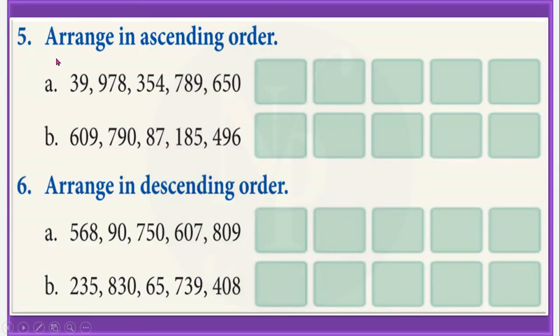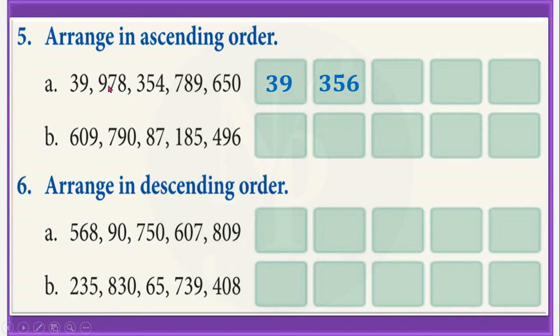Coming to question number 5, arrange in ascending order. The numbers are given here. We have to write these numbers in ascending order. Ascending order means writing the smallest number first, and we should go on writing the numbers which are greater than the number we have written, in the increasing order. So among these numbers we have 2-digit number 39, which is smallest, which will come in first place here, 39. So leaving this, if you compare remaining 4 numbers, and if you look at the digits at hundreds place, here we have 6, 7, 3, 9. So 3 is smallest, so 354 comes in the second box here.